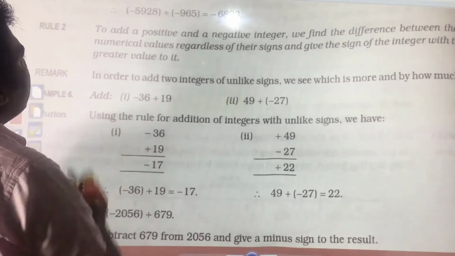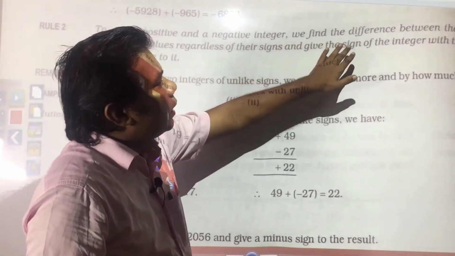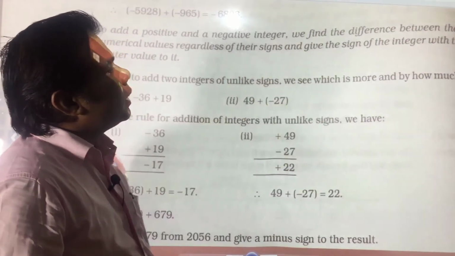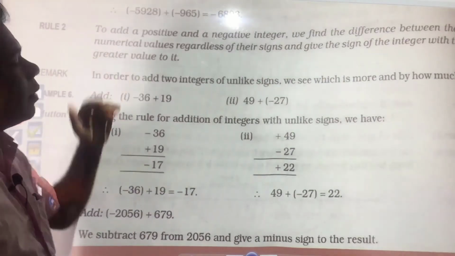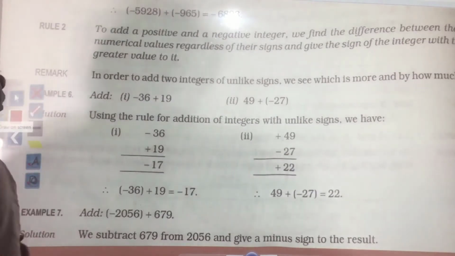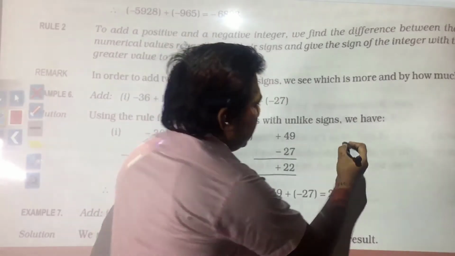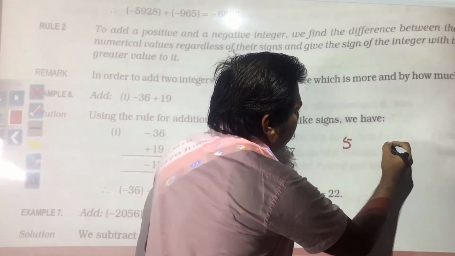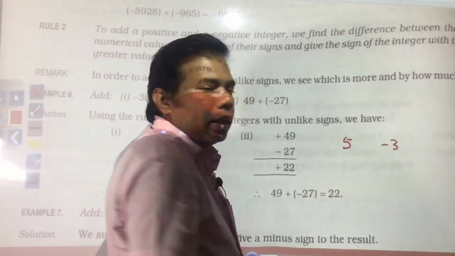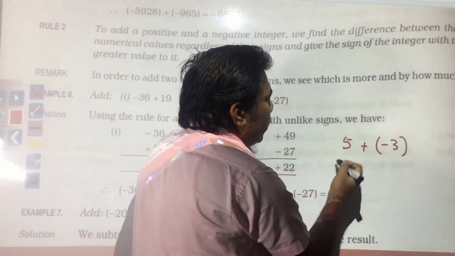Rule 2, what you have? To add a positive and a negative integer, we find the difference between their numerical values regardless of their signs and give the sign of the integer with the greater value to it. Suppose with a very simple example you see, suppose you have two numbers of opposite sign. Suppose you have 5 and minus 3, positive and negative, and this is required to be added.